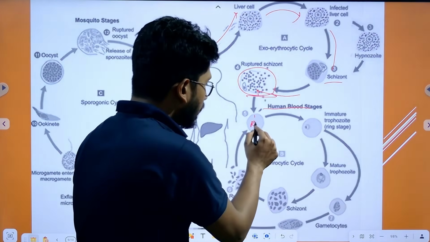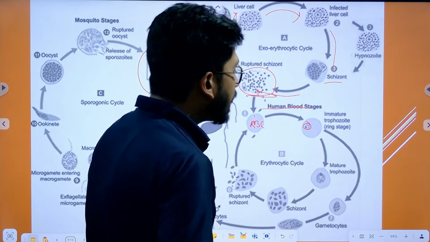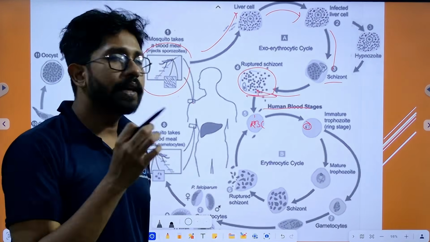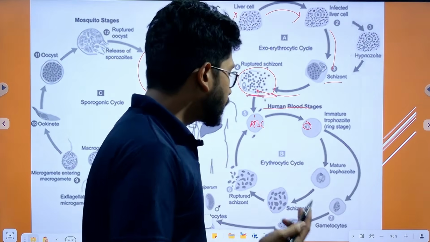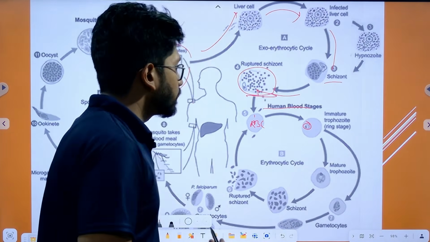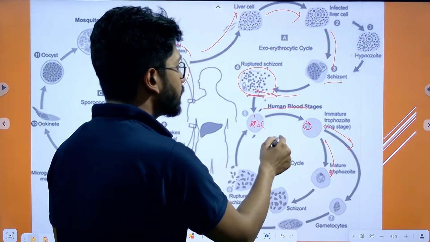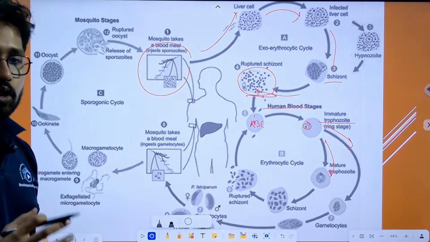This is an RBC. And inside the RBC, they will form ring structures. Another important thing, this ring structure where the merozoite is in the RBC is sometimes called a signet ring. Remember this, because sometimes they ask again in short questions. After that, they will form immature trophozoites inside the RBC. Trophozoites will mature.